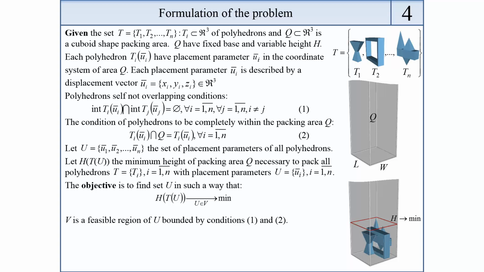Now you can see the problem formulation. There is given a set of polyhedrons and a packing area that has a fixed base and variable height. Each polyhedron has its placement parameter, which describes the location of the polyhedron inside the packing area. Of course, there are non-overlapping conditions between polyhedrons, as well as the condition that polyhedrons must be inside the packing area. The objective is to find placement parameters that minimize the height of the packing area.